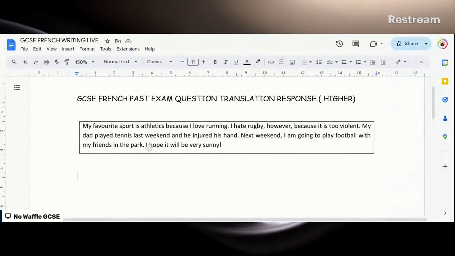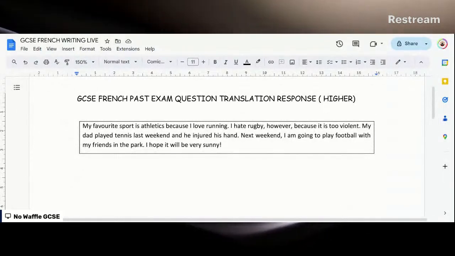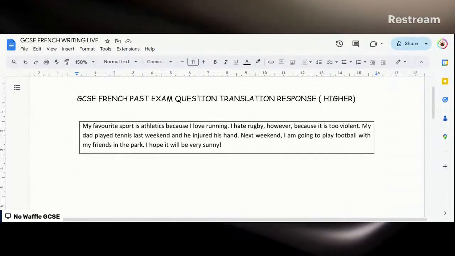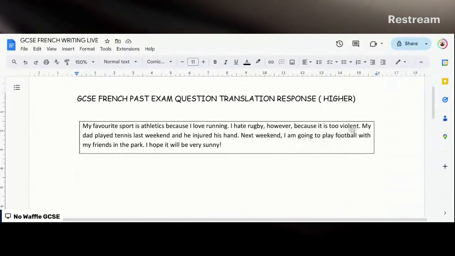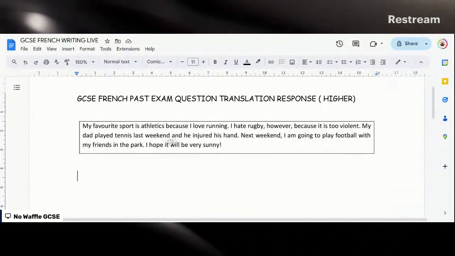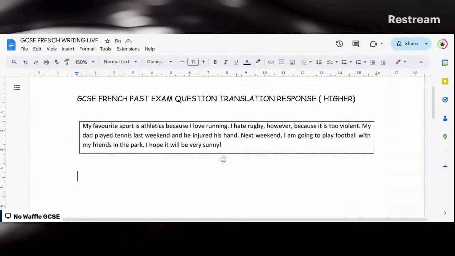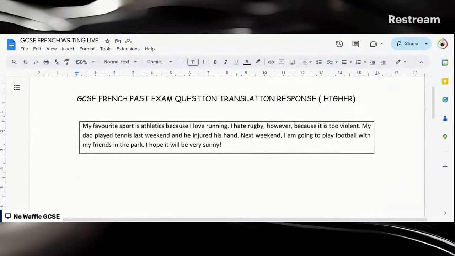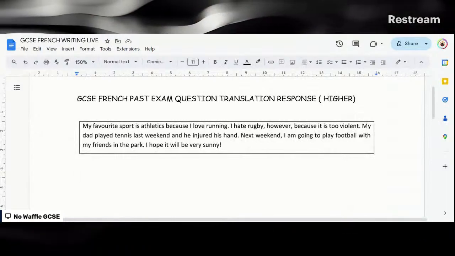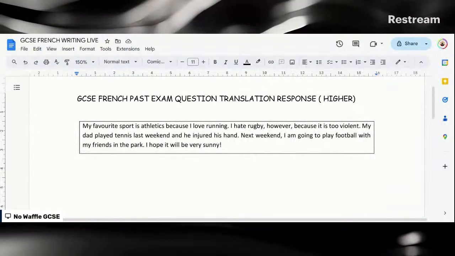So, my favorite sport is athletics because I love running. I hate rugby, however, because it is too violent. My dad played tennis last week and he injured his hand. Next week, I'm going to play football with my friends in the park. I hope it will be very sunny. So, we'll go through this part by part.